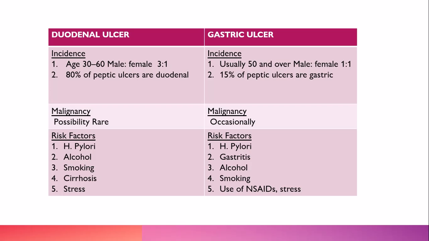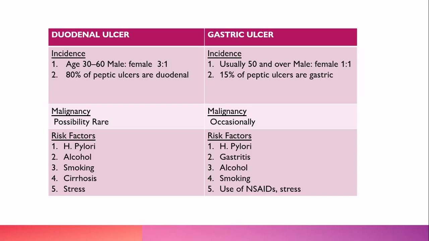Now we'll move on to the other slide. It says duodenal ulcer and gastric ulcer: incidence, malignancy chances, and risk factors. Here I have put both of these in the same slide just to show you the differences. There is not much difference, but there are some critical differences which you have to keep in mind. According to the question you get, you have to write the answer.